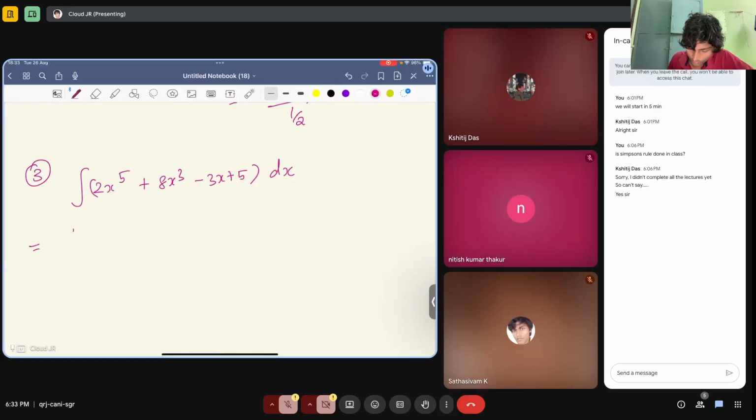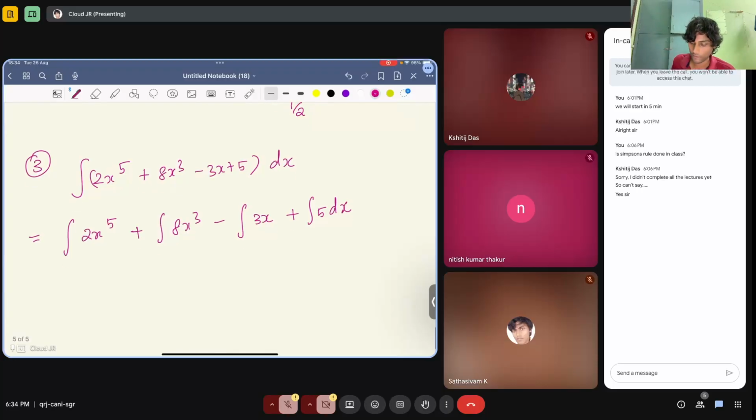First, it is an integration of a sum. Integration of a sum is nothing but the sum of integrals. So this integral can be distributed over the sum: integral 2x power 5, plus integral 8x cube, minus integral 3x, plus integral 5 dx. So this is what you have.